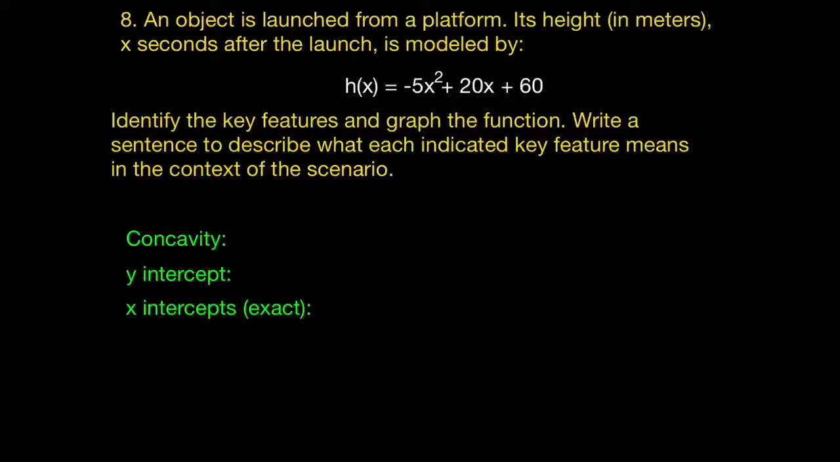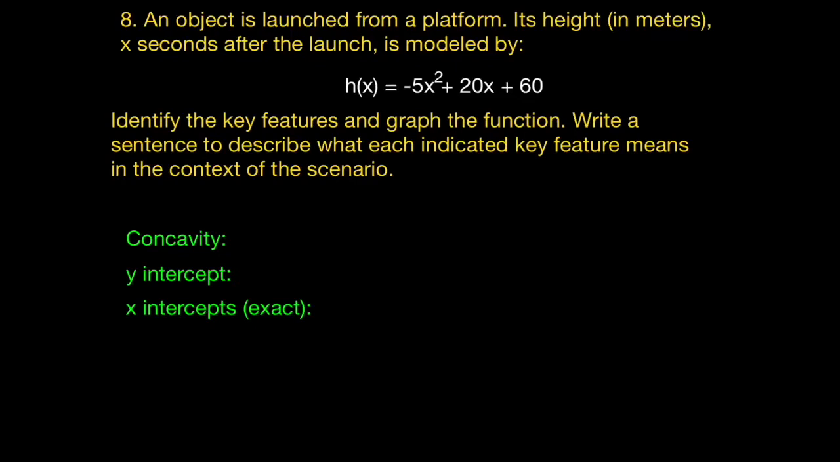Moving on to example number 8. An object is launched from a platform. Its height in meters, x seconds after the launch, is modeled by the function h of x is equal to negative 5x squared plus 20x plus 60. Here we have to identify the key features and then graph the function.